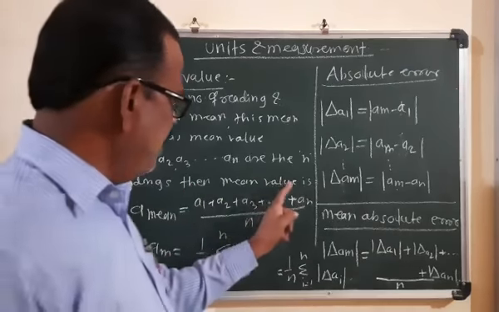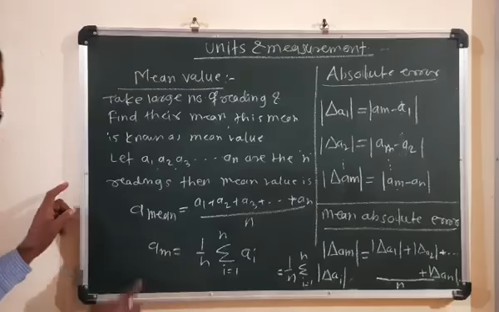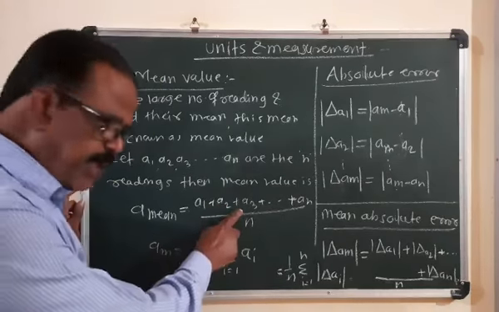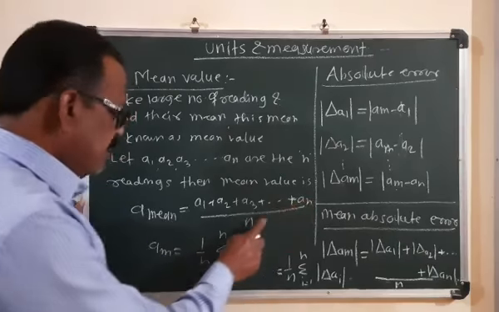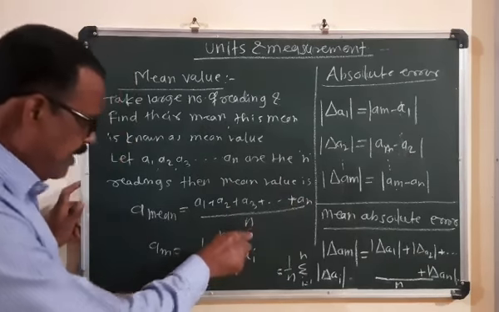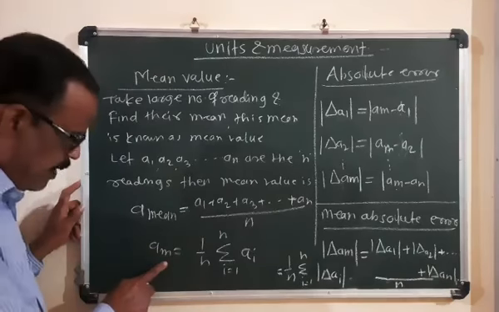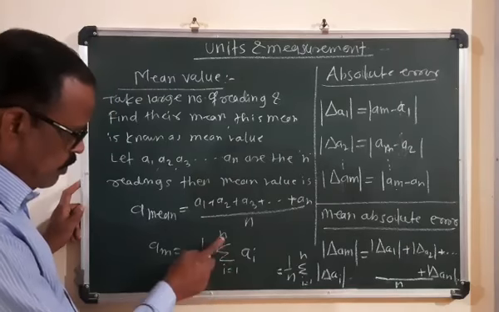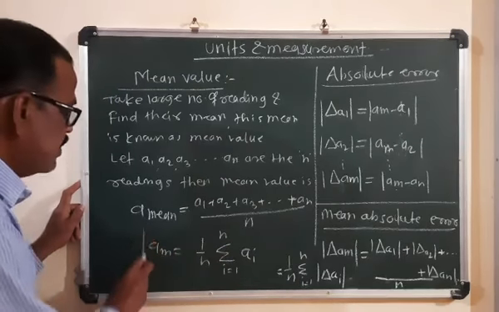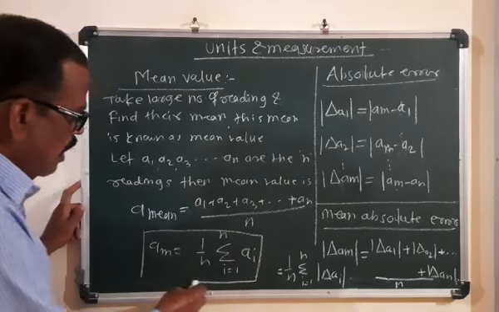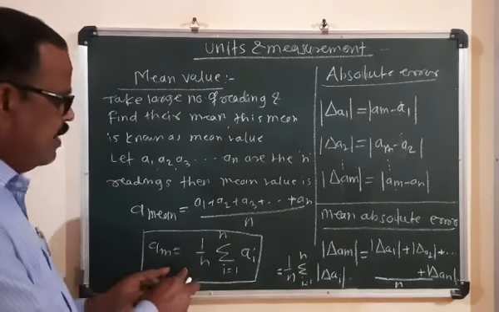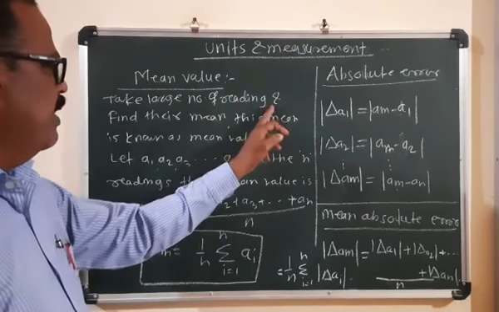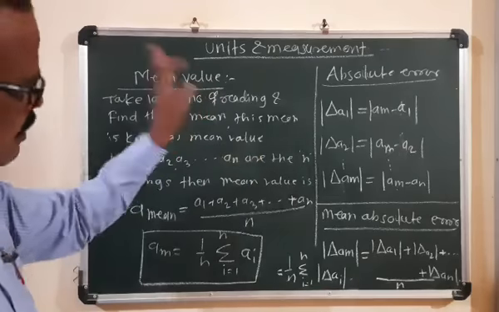Then the mean value, or average value, is given by A mean equals A1 plus A2 plus A3 plus and so on plus An, divided by n, the number of readings. Therefore, A mean or Am equals 1 by n summation i equals 1 to n of Ai. This is called the mean value or average value, found by taking a large number of readings and their mean.